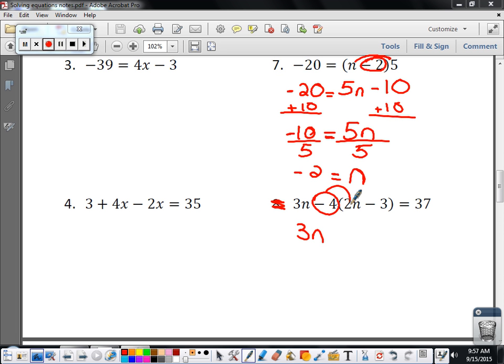So guys, what's negative 4 times 2n? Negative 8n. What's negative 4 times negative 3? It's positive 12. So what do I write? Plus 12, because it's positive.